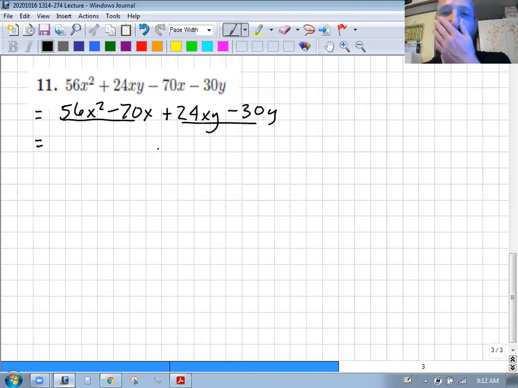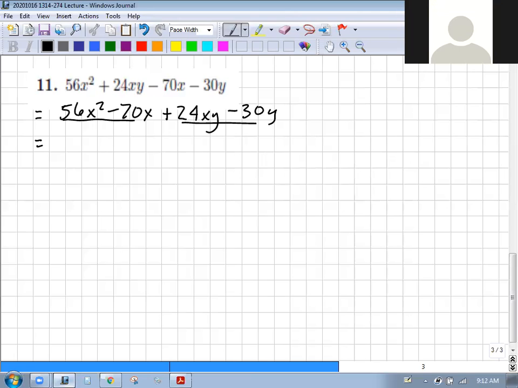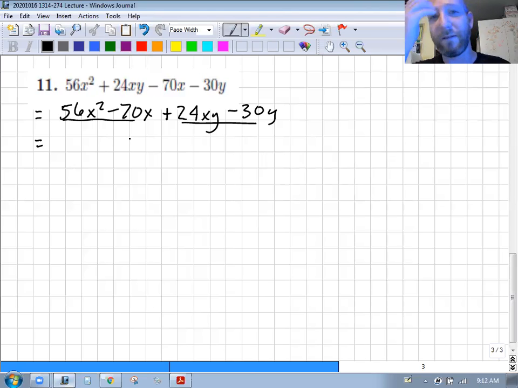All right, what number can we pull out of a 56 and a 70? Like a 7 maybe? What is 8 times 7? Anybody remember? Early in the morning. Yeah, 8 times 7 is a 56, and a 10 times 7 is 70.